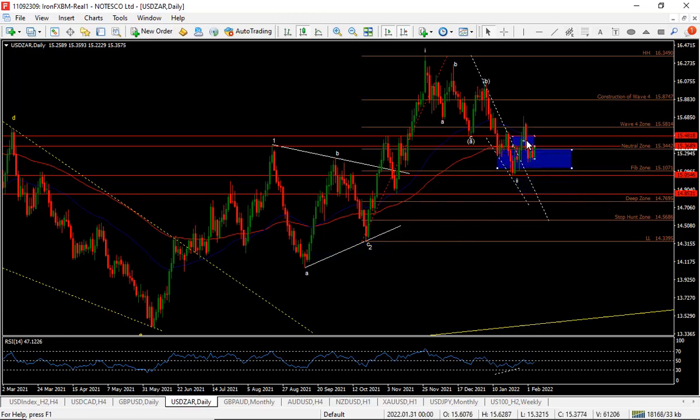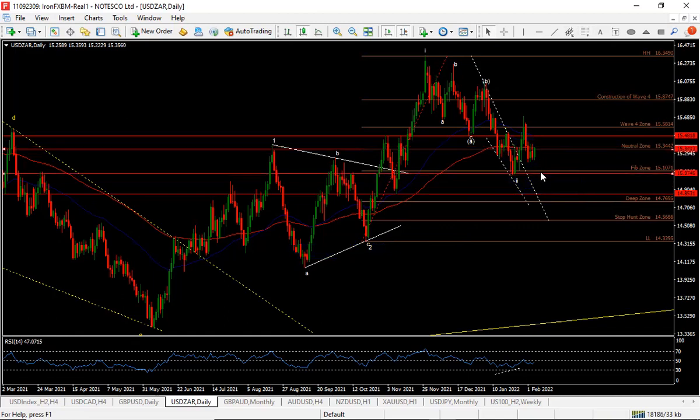Are you guys following? Yeah. So it came in the fib zone, which is this one. And then that gives us what? Our wave 2 correction, right? So they came in the fib zone.